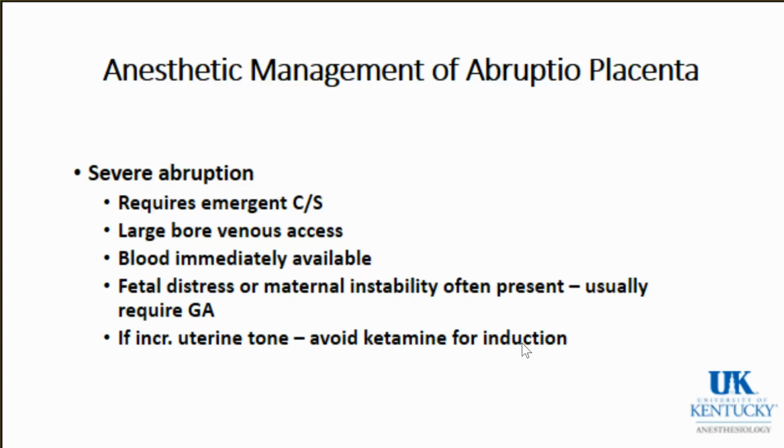If you have a severe abruption, usually that's going to require an emergent section because either mom is unstable or baby is in distress. And so usually you're going to require general anesthesia as a result of that.